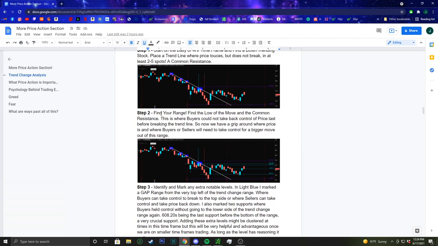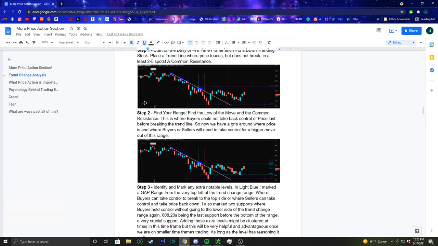So step 2, find your range now. Now that the stock has already exited and pushed down, you want to find your ranges. So find the low of the move, about right down here, and the common resistance, up here. So you're going to have your common resistance and then your range. Now you have a pretty good base area of price already. And now you can start to add other levels.